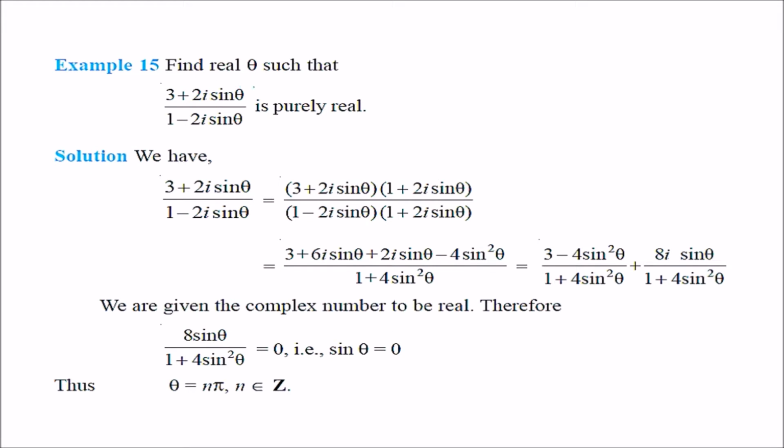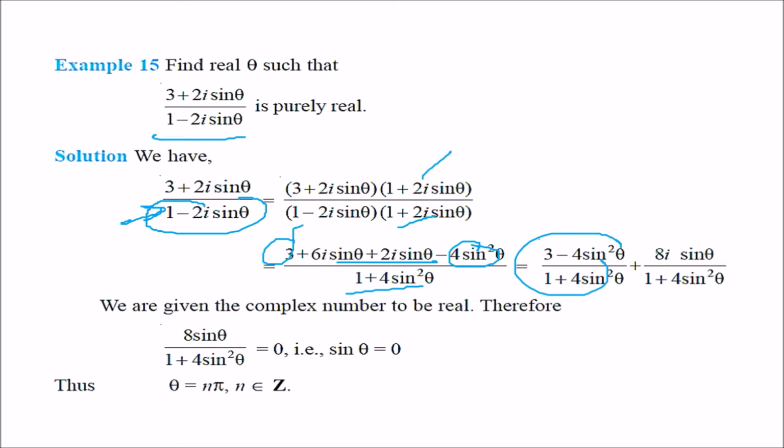Example 15, find real theta such that this is going to be purely real. So first let us simplify it. Multiply the numerator and denominator by 1 plus 2i sin theta. You will get 1 plus 4 sin square theta in the denominator, and here you can combine these two and these two. So this part is the real part, and this part is the imaginary part. Except i, 8 sin theta by 1 plus 4 sin square theta is the imaginary part.